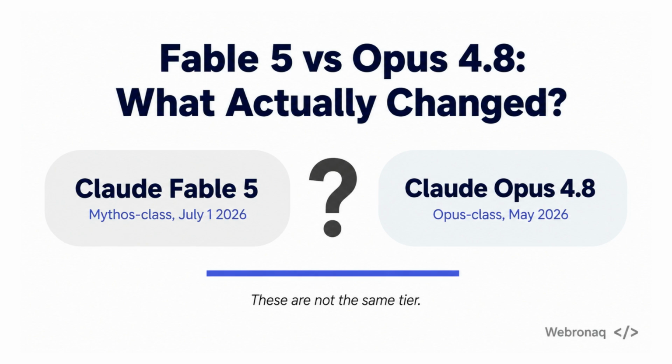That confused search tells you everything about why Anthropic's newest model naming is so tricky. The model is not called Opus 8. It is Claude Fable 5, and it sits in a completely different tier from Opus altogether. Here is why this matters right now.